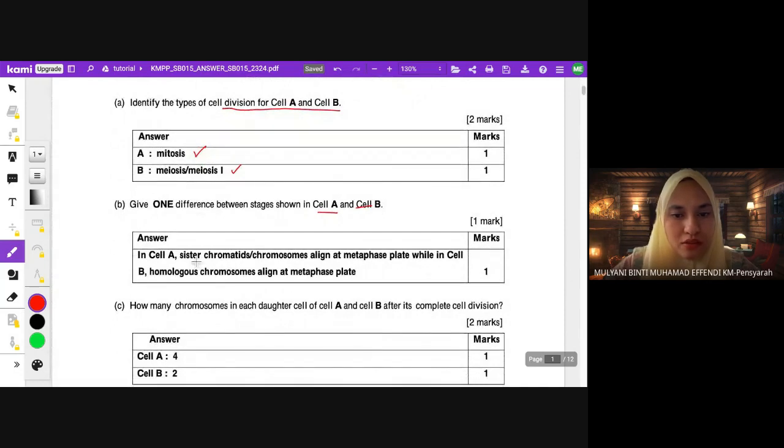So give one difference between stages shown in cell A dan juga cell B. Cell A, sister chromatid ataupun kromosom align at metaphase plate, while in cell B, homologous chromosome align at metaphase plate.